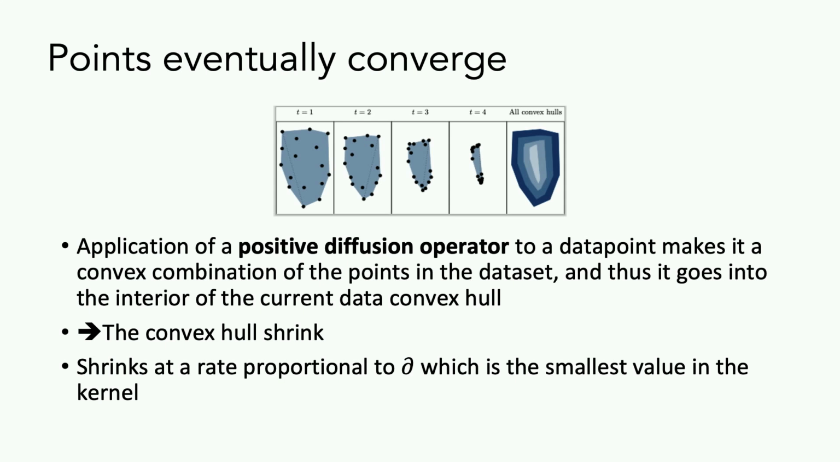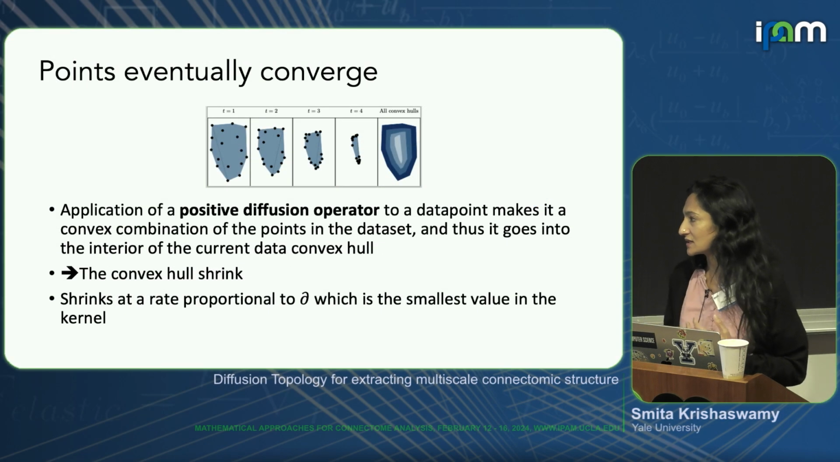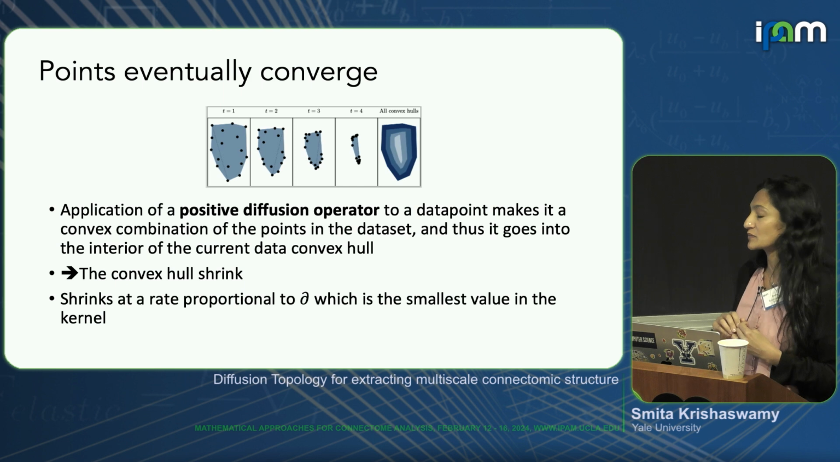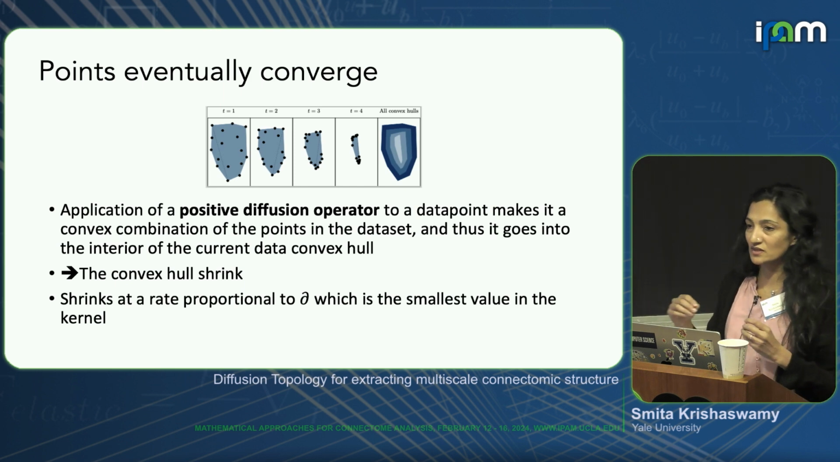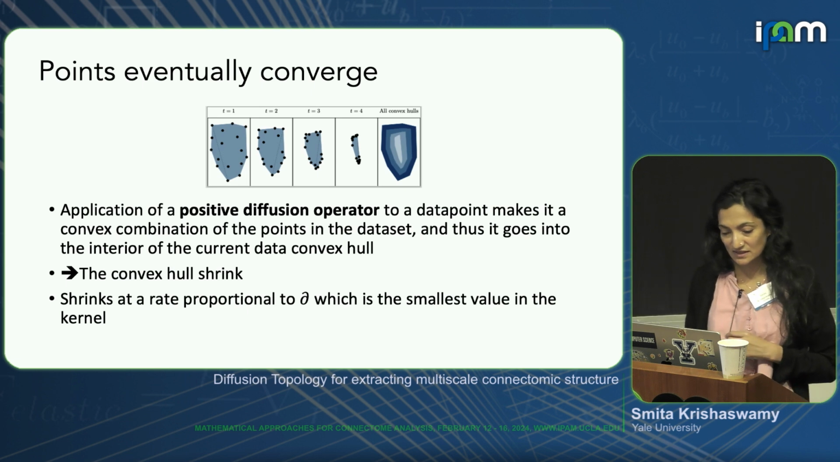But because you're replacing every data point by its weighted average of its neighbors, it'll shrink the convex hull. And so you'll get a series of nested convex hulls. And the shrinking rate is proportional to the smallest value in your kernel. So if you have a Gaussian kernel, it's proportional to the smallest.